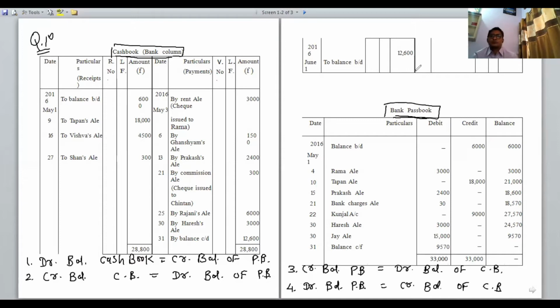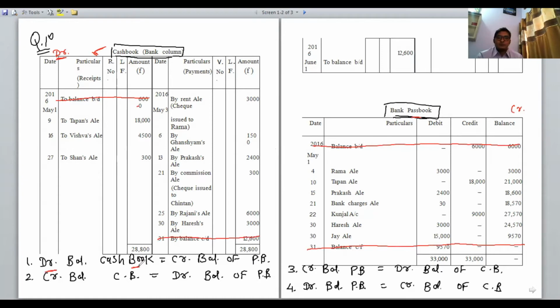First of all, my first step: the debit balance of cash book must tally with the credit balance of passbook. Opening and closing balance you do not have to check; I am ignoring them.